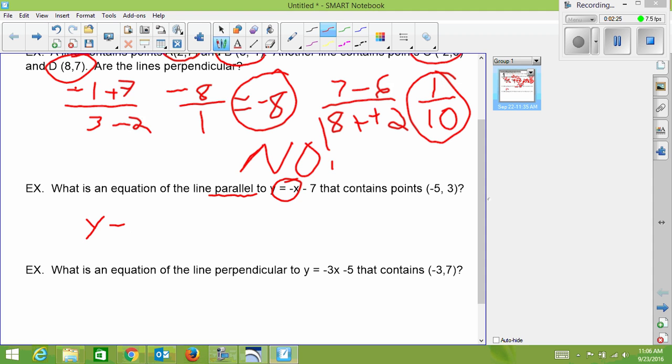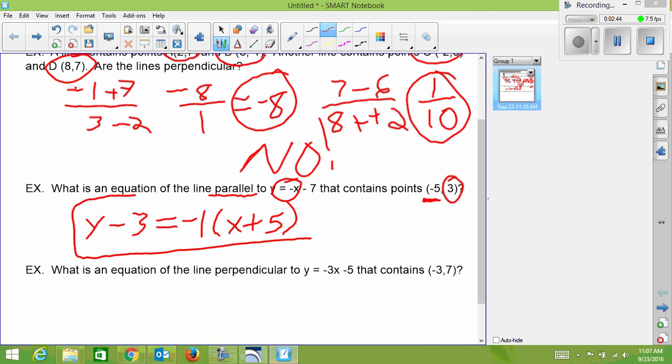So my y minus my point, which is 3, my y equals, and I'll have to put a -1 there. I can't just put a negative. And then in parentheses x, and my x is a -5, so I'm going to have to go plus 5. So there is my equation. y minus 3 equals -1 times x plus 5.